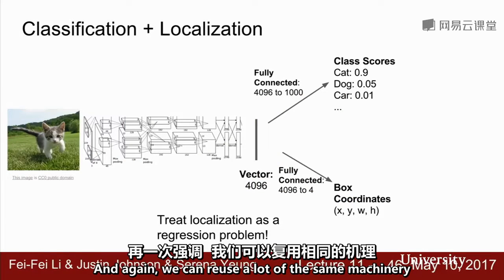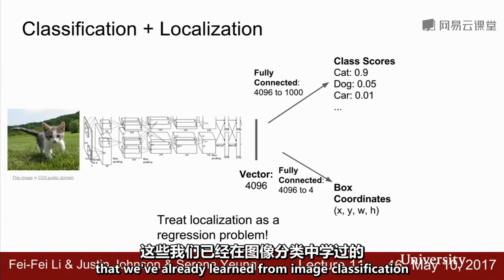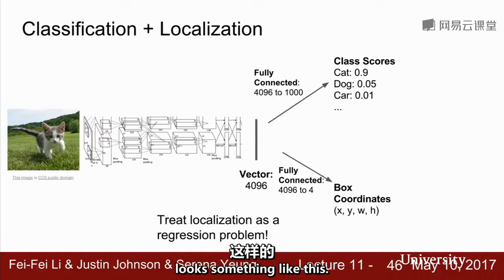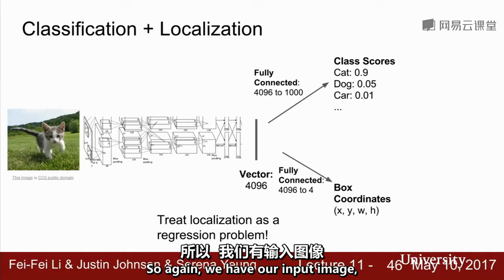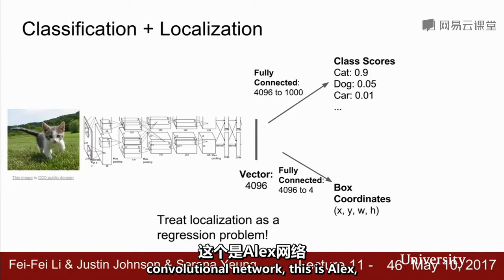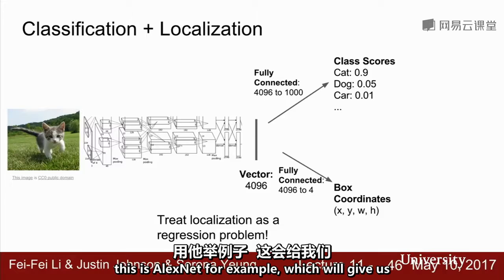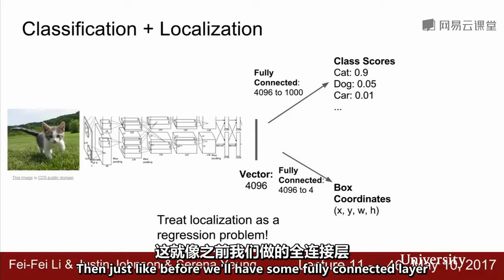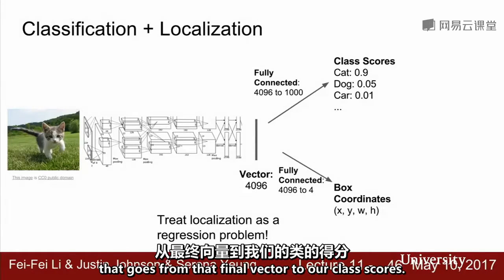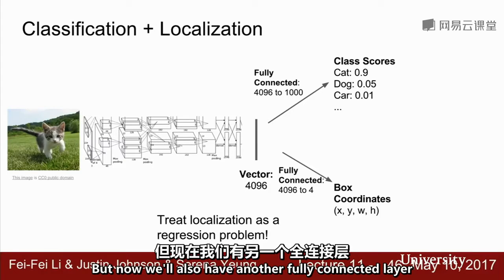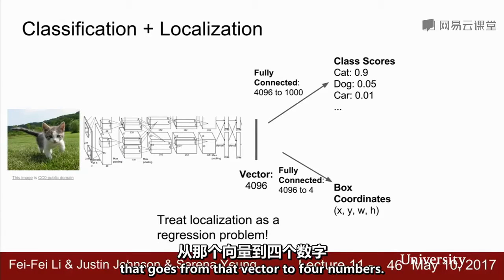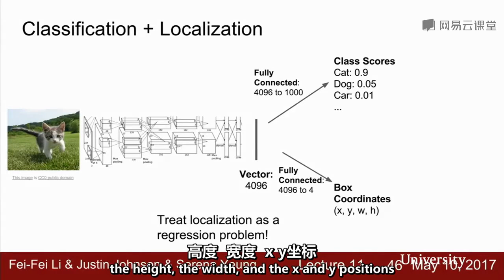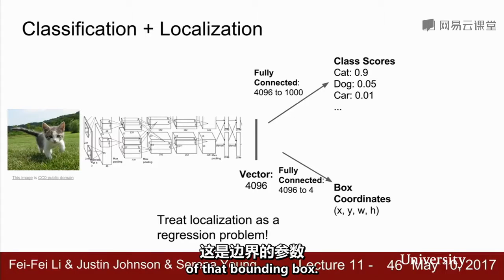And again, we can reuse a lot of the same machinery that we've already learned from image classification in order to tackle this problem. So a basic architecture for this problem looks something like this. Again, we have our input image. We feed our input image through some giant convolutional network, this is AlexNet, for example, which will give us some final vector summarizing the content of the image. Then, just like before, we'll have some fully connected layer that goes from that final vector to our class scores. But now we'll also have another fully connected layer that goes from that vector to 4 numbers, where the 4 numbers are something like the height, the width, and the x and y positions of that bounding box.